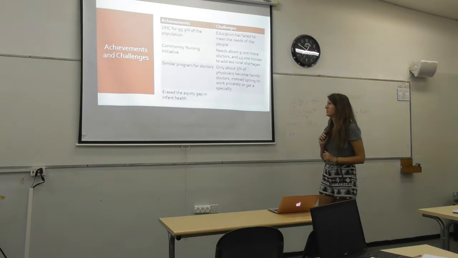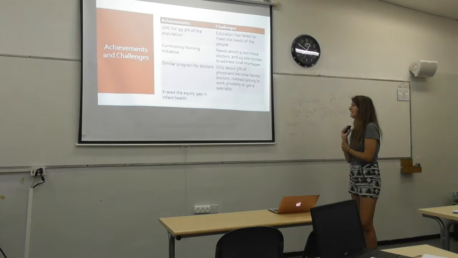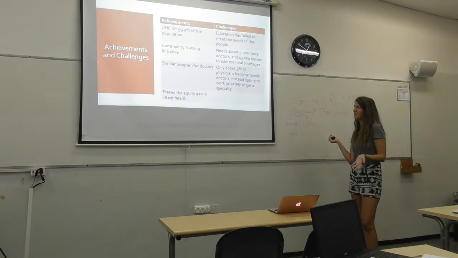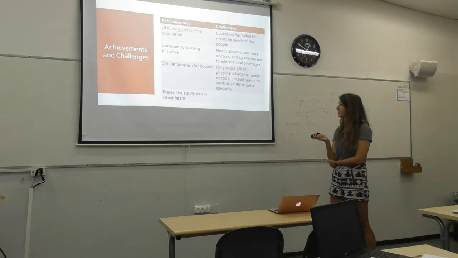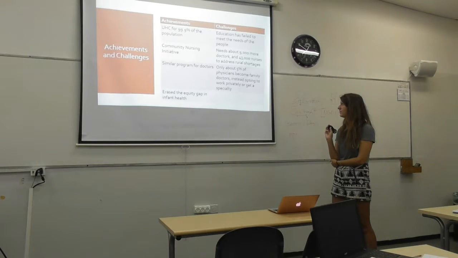So achievements and challenges. So universal healthcare for 99.9% of the population, I would say is a major achievement. One of the main challenges is that education has failed to meet the needs of the people. There's a huge demand for doctors and nurses. So they've started a community nursing initiative, and they say roughly they need about 9,000 more doctors and 43,000 nurses to address rural shortages.